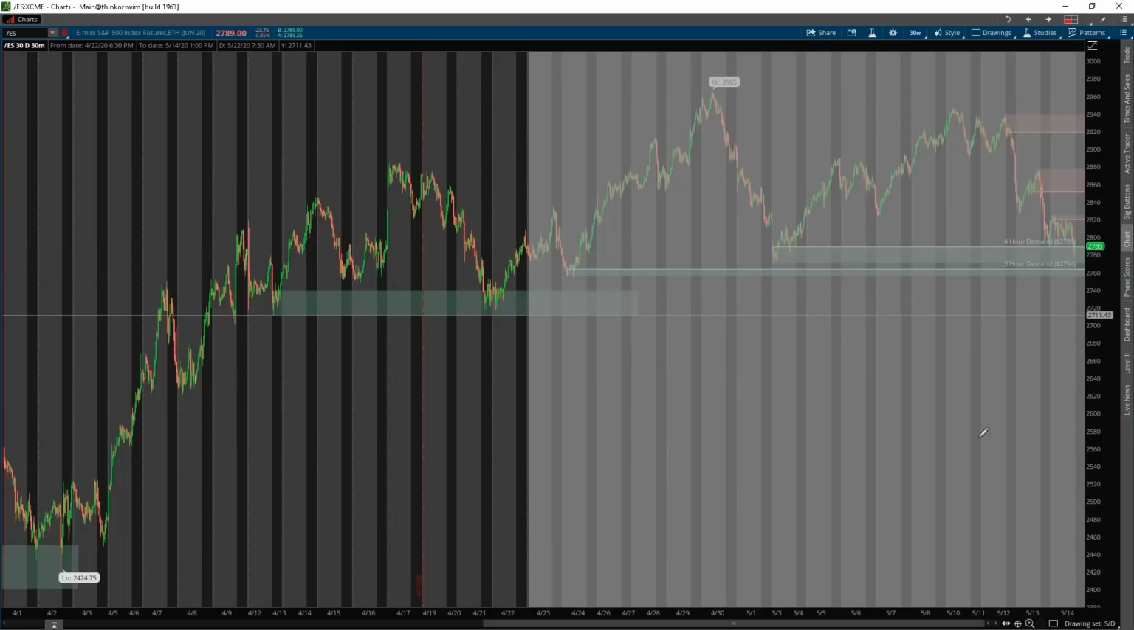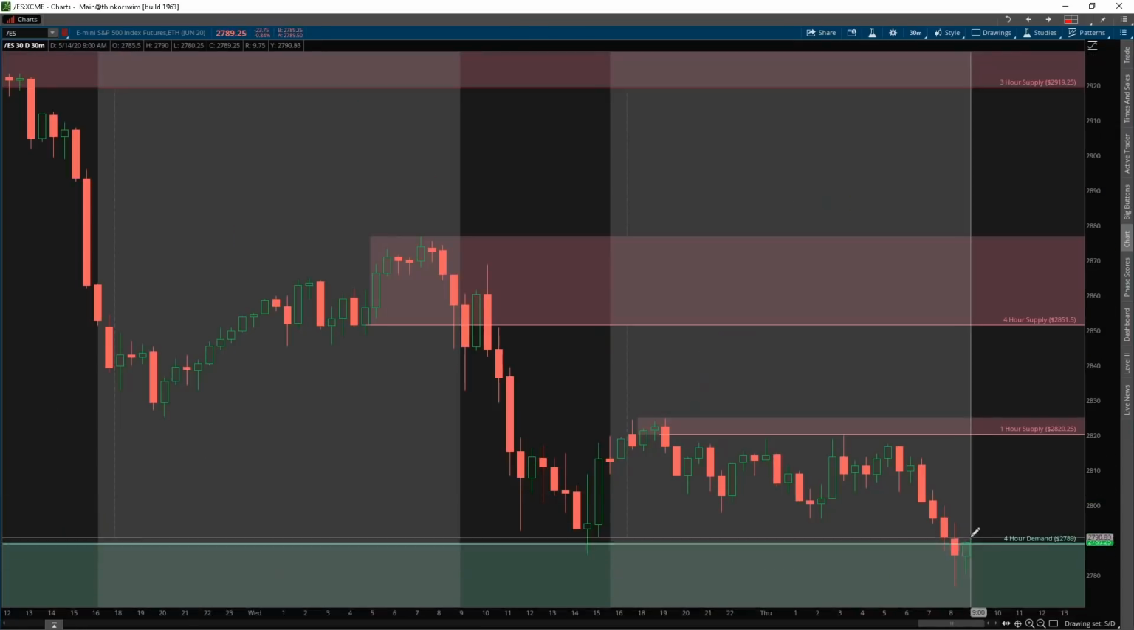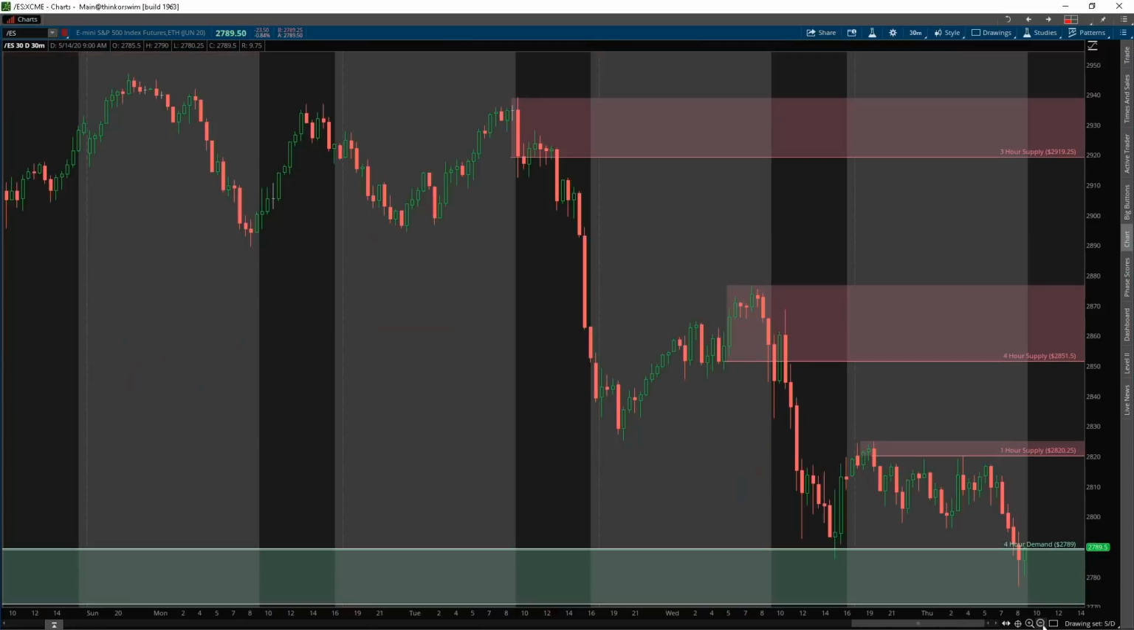So in my opinion, this 3-hour demand is stronger, but right now it looks like we're somewhat bouncing at this 4-hour demand. If we get a rally out of this demand today, I'm expecting a 4-hour demand move up to a larger time frame supply zone. We move from 4-hour demand to 4-hour supply, and this 4-hour supply is at 28.51 and a half.